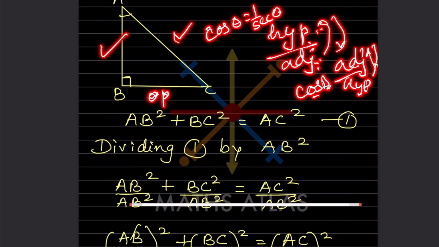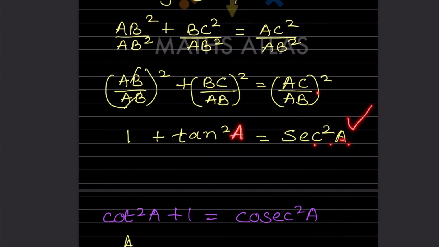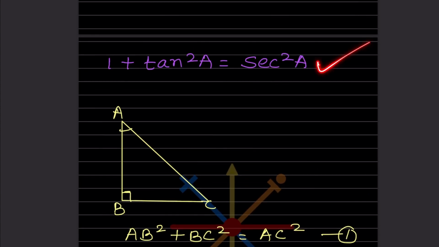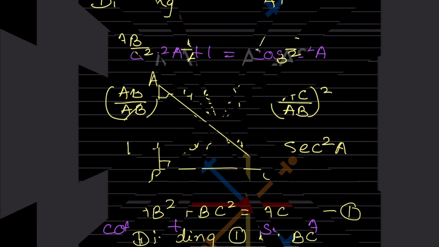So we know this is sec square theta, A. Yeah, we are using this one. So that will be sec square A. And this is what we were after: 1 plus tan square A is equal to sec square A. So hope you got this one.